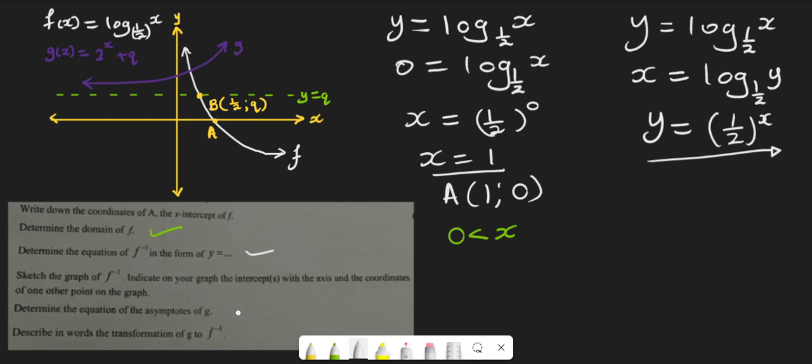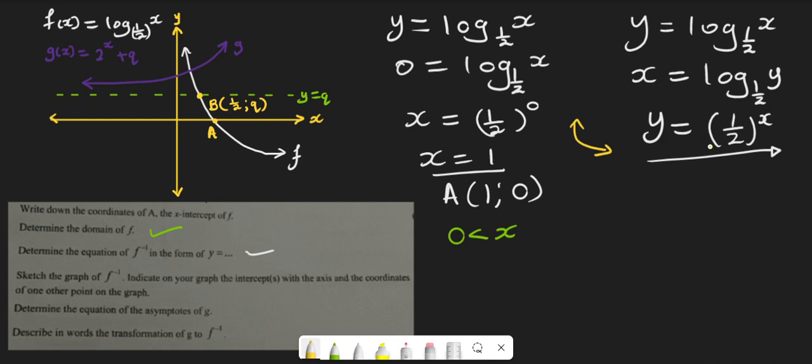So let's go straight to number 4, where we need to sketch the graph of the inverse. Indicate on your graph the intercept with the axis and the coordinates of one other point on the graph. So to do that, I will just draw my graph here. Looking at the function y equals half raised to the exponent x, you can notice that this is an exponential. But looking at the base, since it is half, the shape of your function is going to be like this.